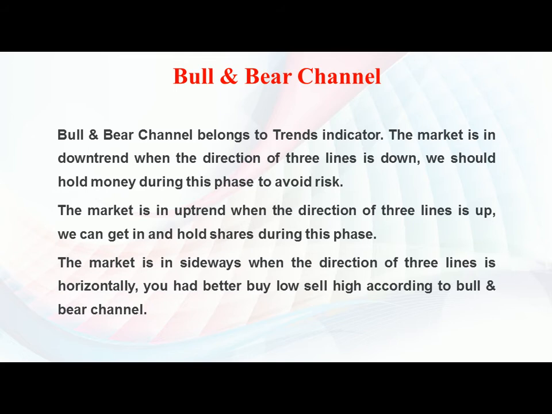The market is in the downtrend when the direction of the three lines is down. We should hold money during these phases to avoid risk. The market is in the uptrend when the direction of these lines is up. Then we can get in and hold stocks during these phases. The market is in sideways when the direction of the three lines is horizontal. It's flat. You had better buy low, sell high according to the bull and the bear channel. If you see the three lines are flat, it means the sideways area.